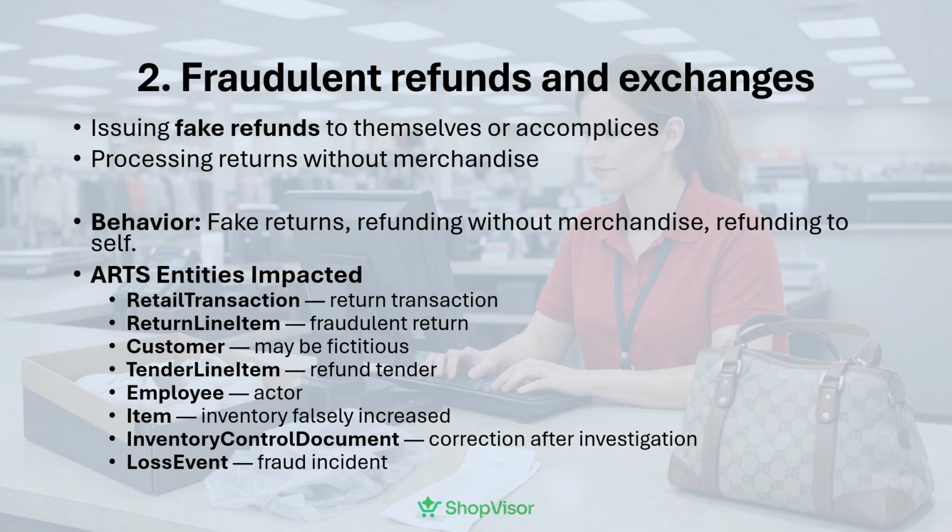The customer, it may be a fictitious one. The tender line item is the refund tender. The employee is the actor again. The item, it's the inventory that was falsely increased because you fakely scanned it in. The inventory control document, this is a correction after the investigation. And of course, the loss event, which is the fraud incident.